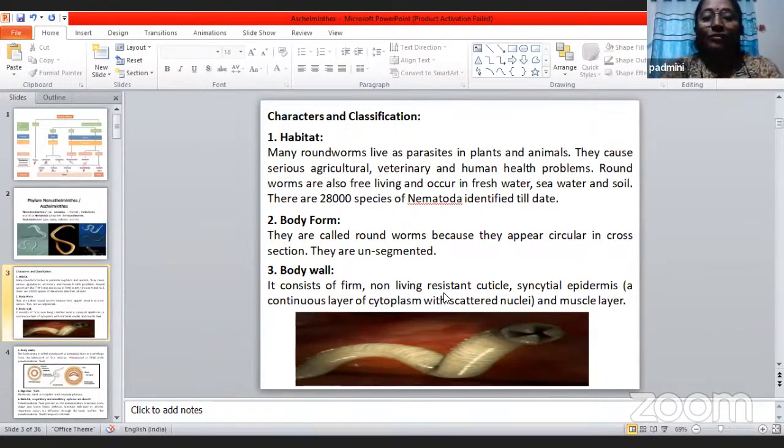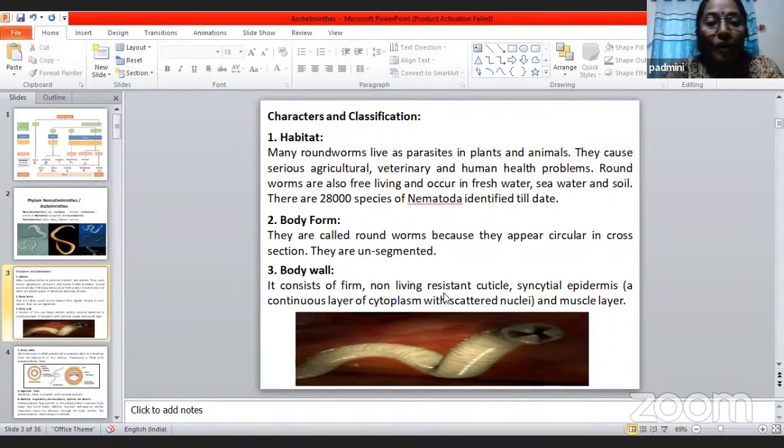28,000 species of nematodes have been identified to date. Yesterday, in Platyhelminthes, we saw 15,000 species, and in nematodes, we are going to talk about 28,000 species identified to date. Maybe there are new ones around. And as I said, as a zoologist, if you get into the research line, you may come across some new animals on earth, and you can also name those animals and have your name etched in science.